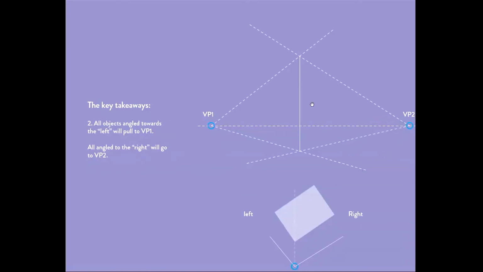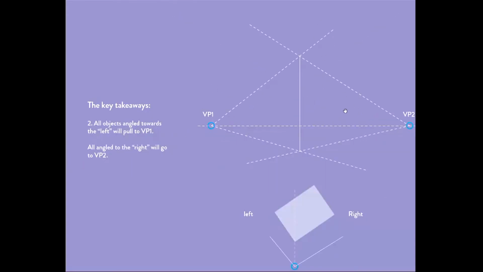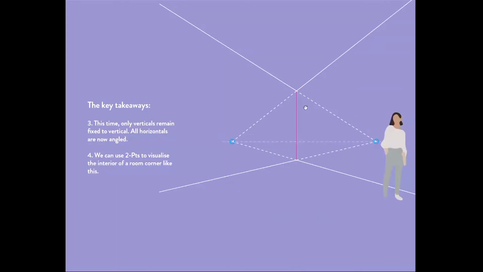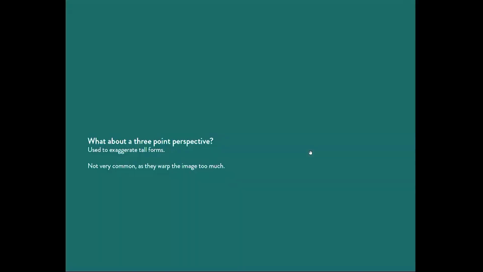We're then projecting through lines in space, and all objects which are angled will go towards their vanishing points. The ones on the left will go this way, ones on the right will go this way. Only verticals remain vertical this time, so horizontals do not have to remain horizontal for 2-point perspectives because they're all going to be angled either one way or the other. 2 points can be used to visualize the interior of a room corner, or they can be used to visualize the exterior of a form.